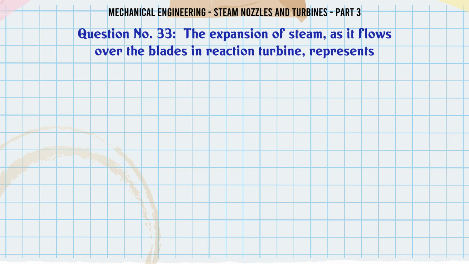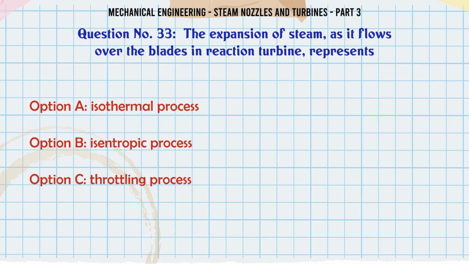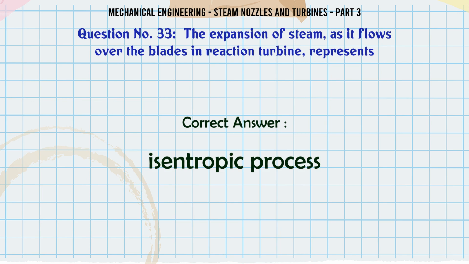The expansion of steam as it flows over the blades in a reaction turbine represents A. isothermal process. B. Isentropic process. C. Throttling process. D. Free expansion process. The correct answer is isentropic process.